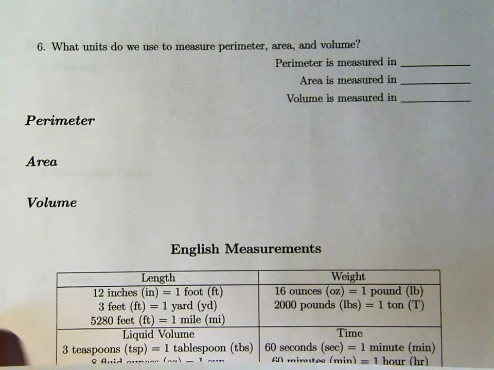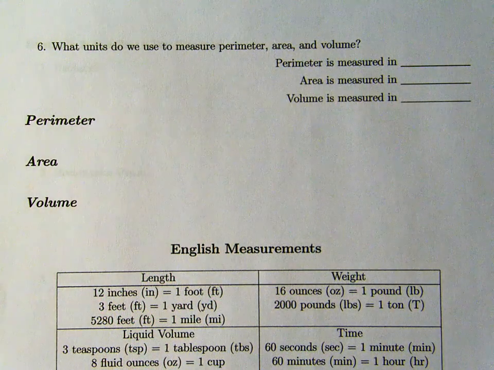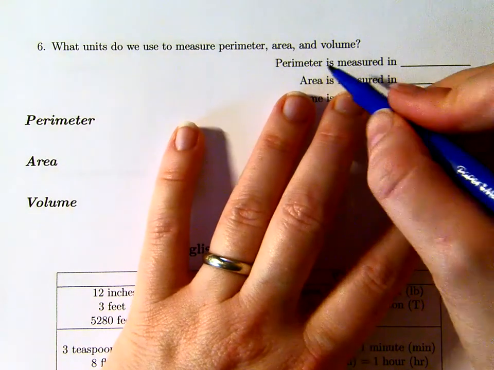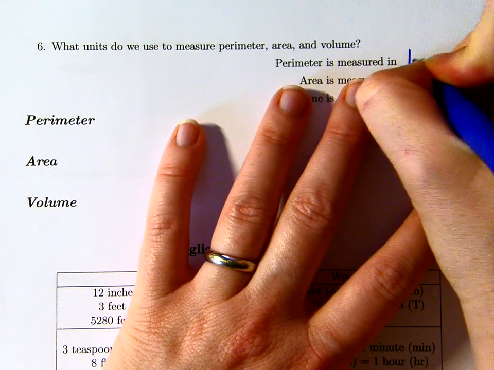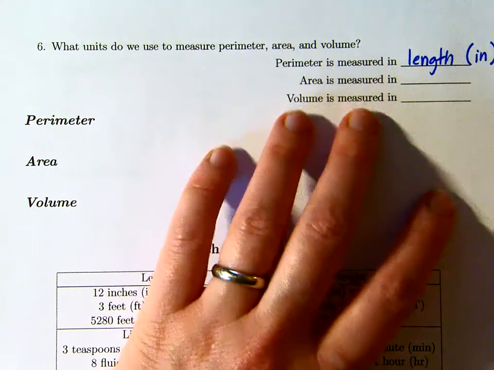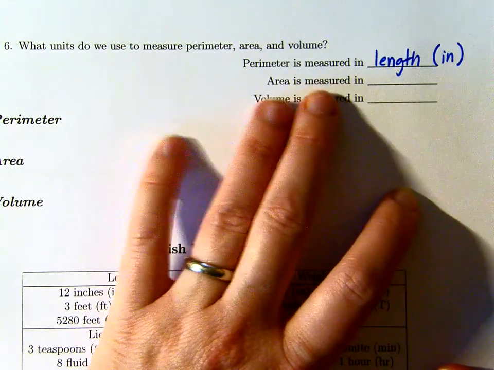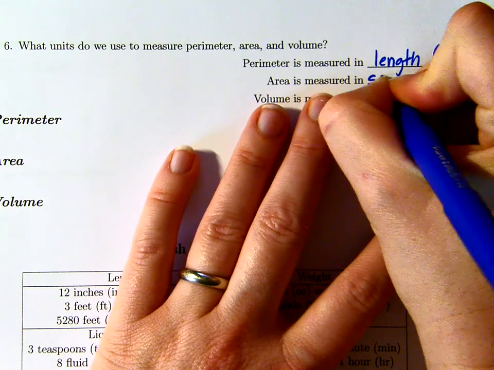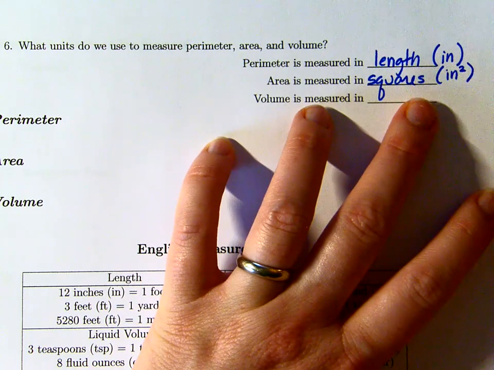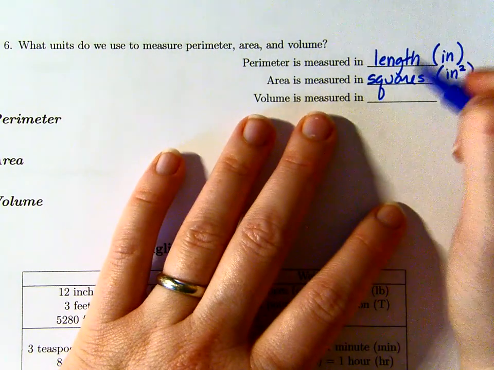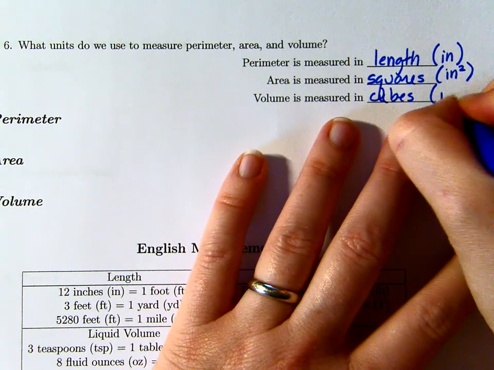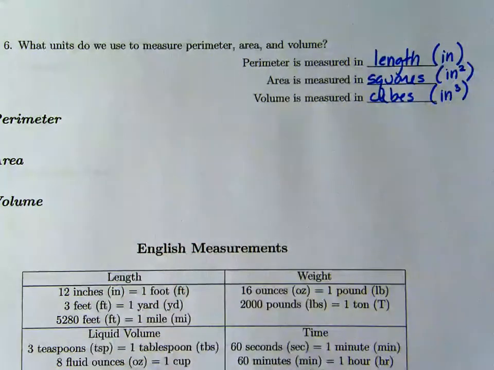Okay. What units do we use to measure perimeter, area, and volume? In this last one, we were sure to tell. Perimeter is measured in length. In particular, what we just saw was just plain old inches. The area is measured in squares. In the example we just did, square inches. The volume was measured in cubes. And in the example we just looked at, cubic inches.